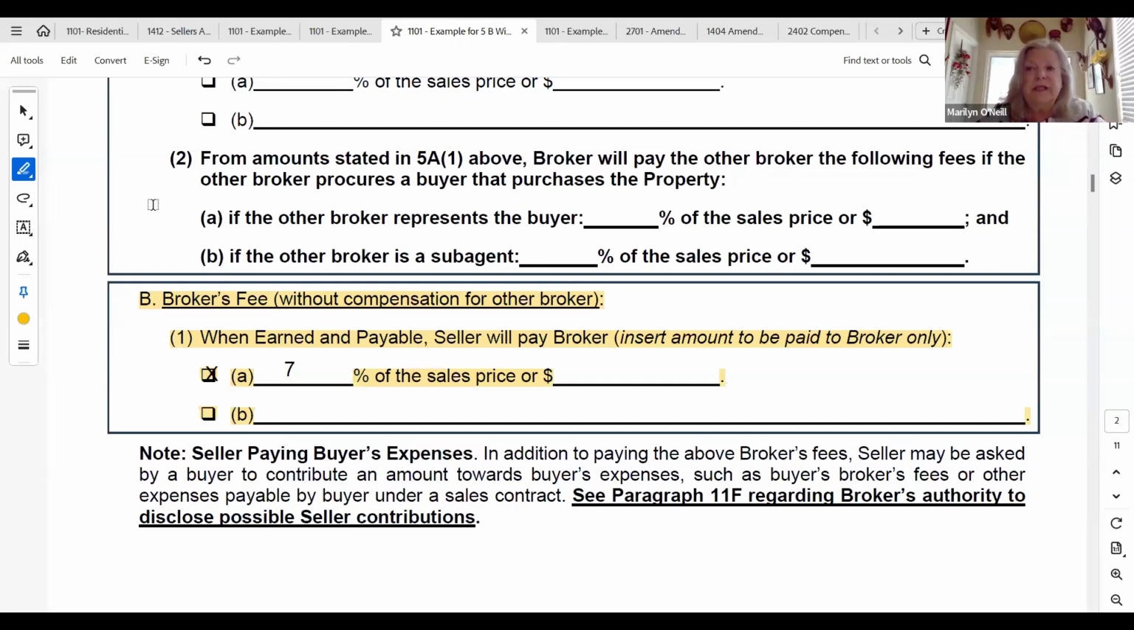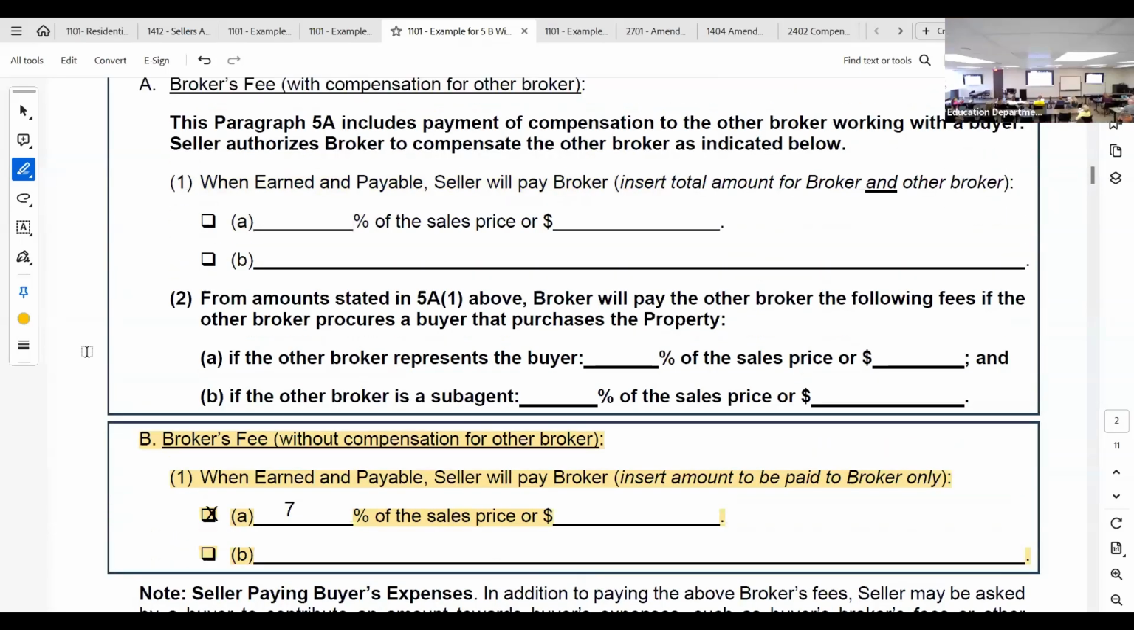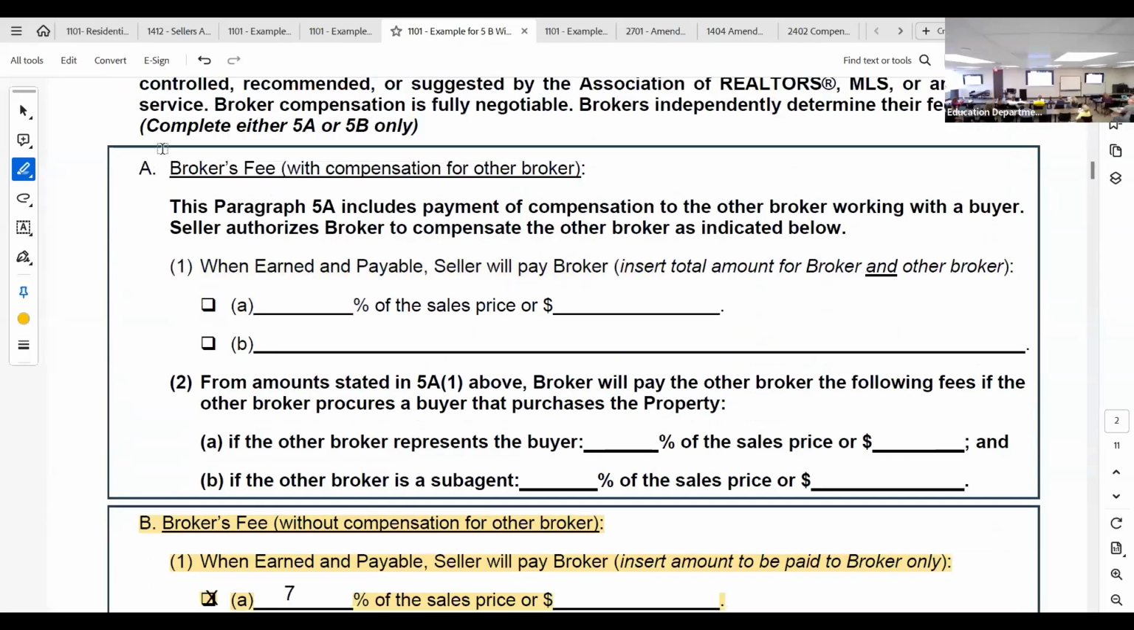I showed you the 1417 changes, the representation disclosure. It makes it real clear to the customer that they have nobody to represent them, and we're not going to give them opinions and advice. But again, the compensation, if it's in 5A1A, is all the listing brokers', regardless if there is another broker or an unrepresented buyer.